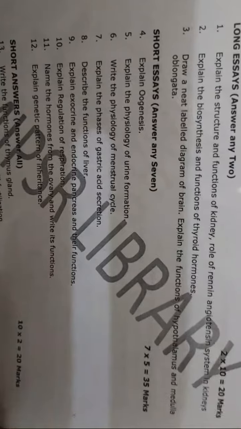Inshallah. Draw a neat labeled diagram of the brain. Explain the function of the hypothalamus and medulla oblongata. See, same. For the hypothalamus, you have to explain it is the master gland. If you don't know the hypothalamus, you write the pituitary gland, you know, no? Anterior pituitary gland, posterior pituitary gland. You explain the hormones of the anterior pituitary gland: growth hormone, thyroid stimulating hormone, adrenocorticotropic hormone.